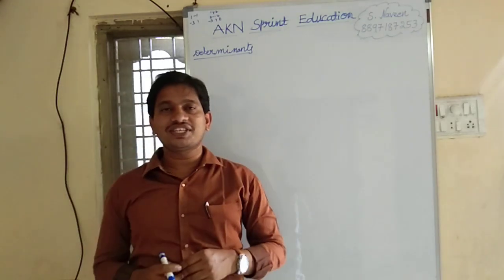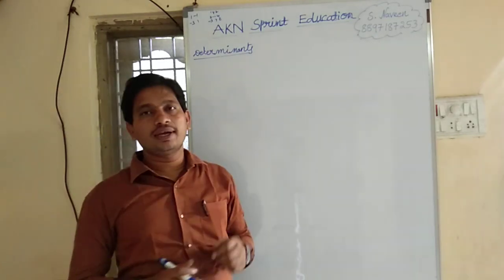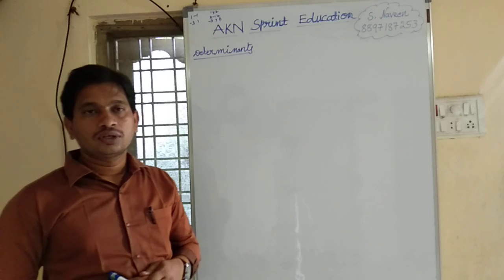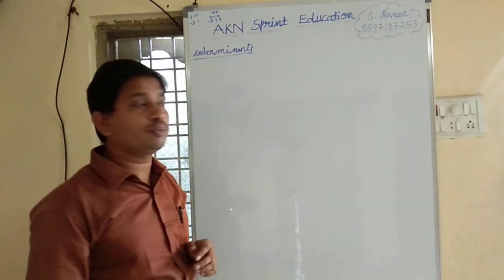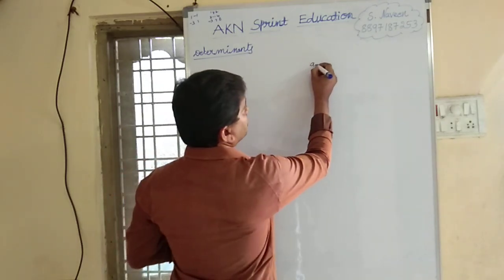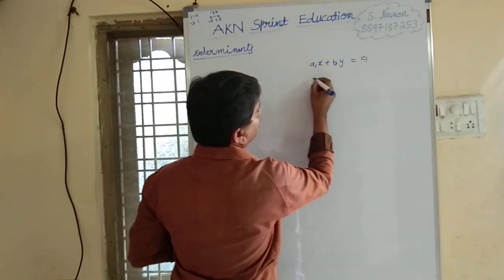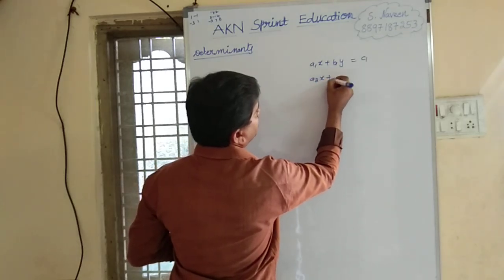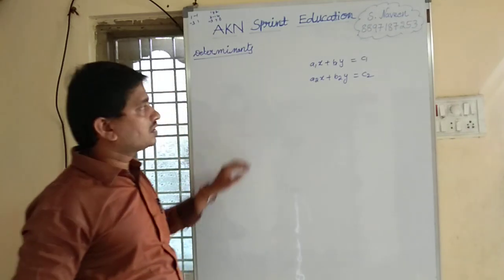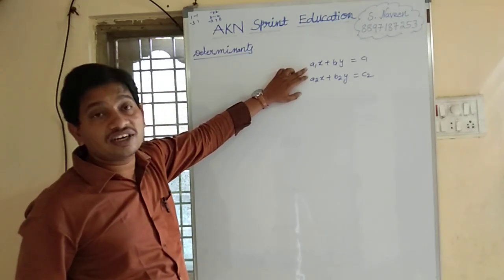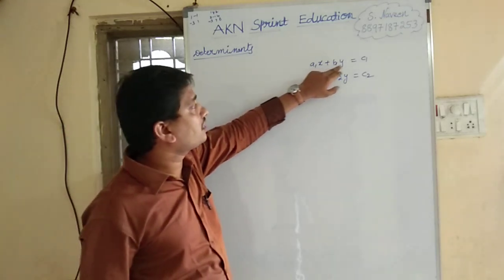Today's session is about determinants. So, which is the new topic in matrices? In class 10, linear equations in two variables, that is a1x plus b1y is equal to c1, a2x plus b2y is equal to c2. They are the general form of linear equations in two variables. One is x and the other one is y.